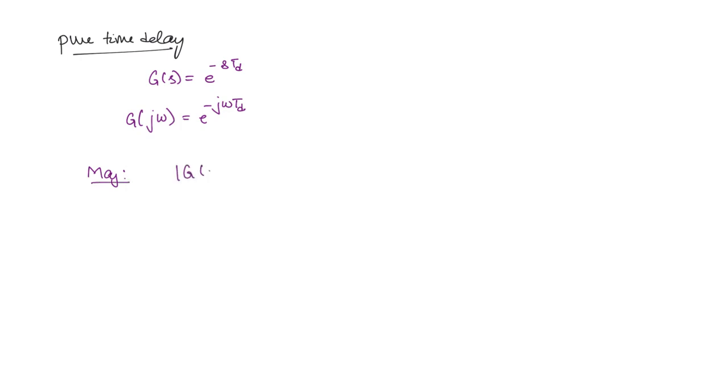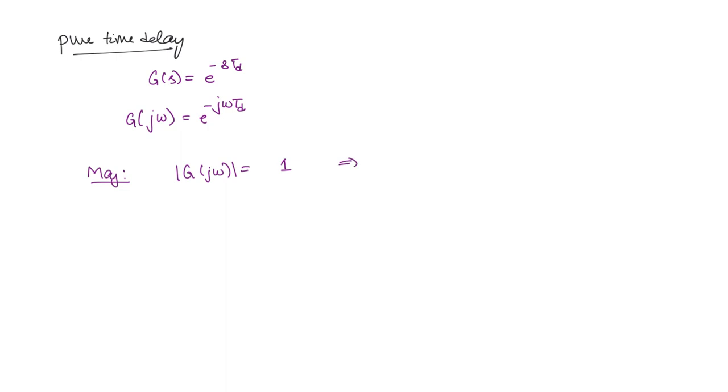Now the final function that we have is the pure time delay function. So how will you represent this? G of S is represented as e to the power minus S TD. So we will see what the magnitude and the phase plot are. First you will write in terms of omega. Substituting S equal to J omega, you are going to get e to the power minus J omega TD. Then what will happen to the magnitude? Mod G of J omega is simply 1.